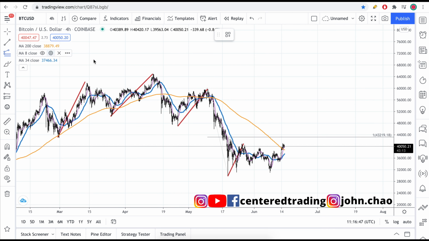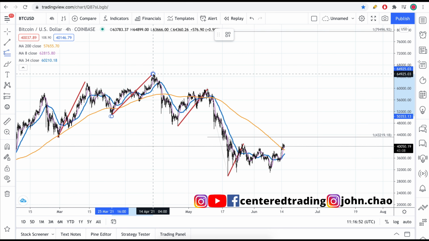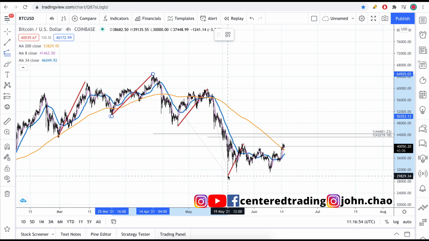So let's try it again. I'm going to click over here once at this pivot low, going to click again at this pivot high. I'm going to bring it down to this pivot low.